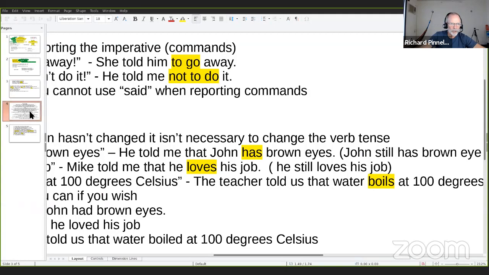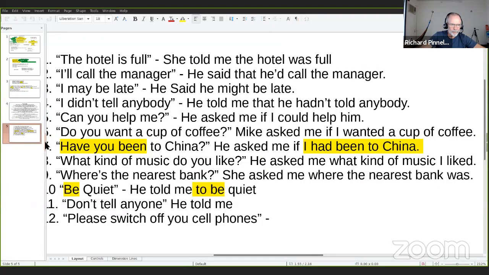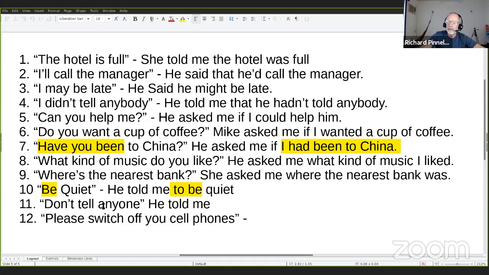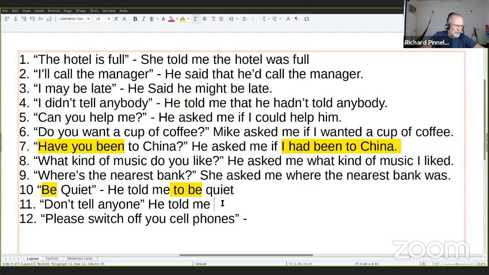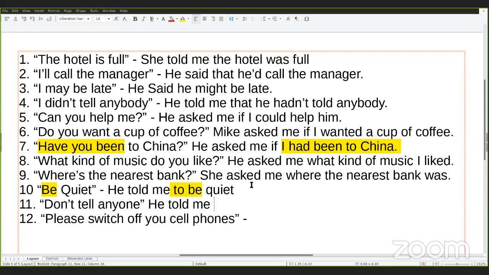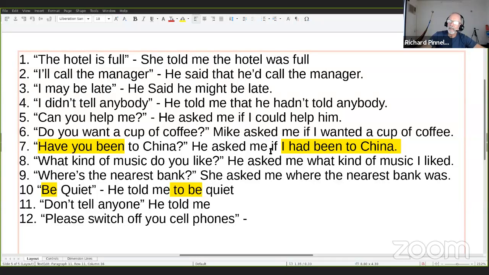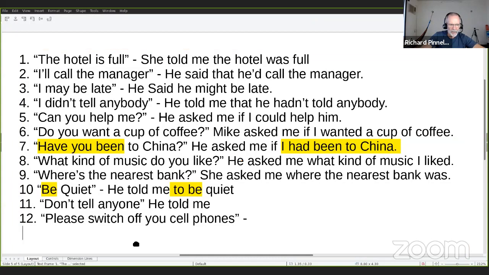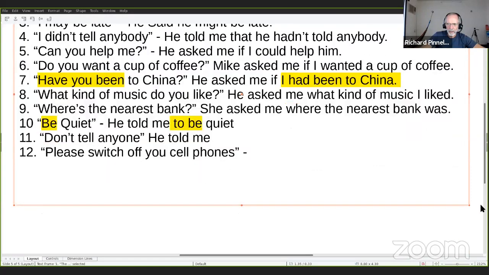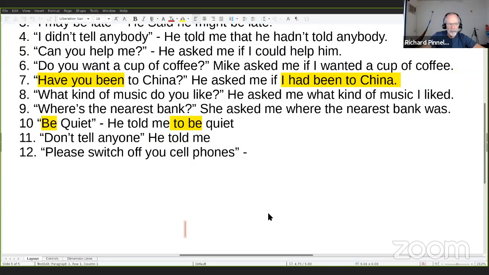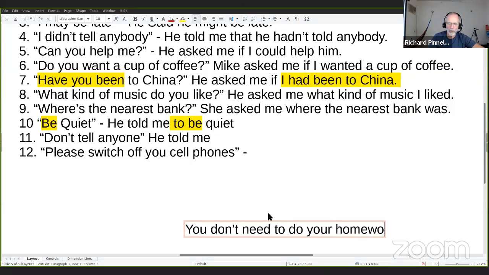So we need to use this structure. He don't tell anyone. He told me... didn't tell anyone? No, because this is an imperative. Let me try and give you another example. If it was present simple, it would be something like: you don't need to do your homework.